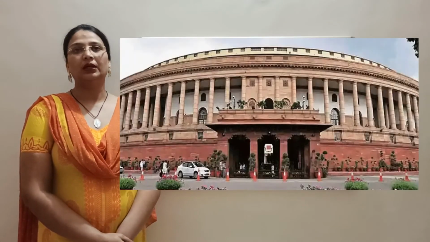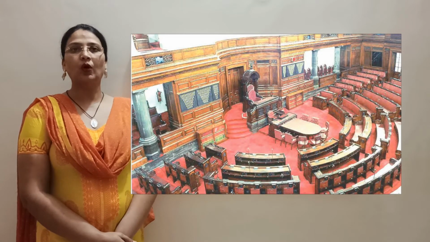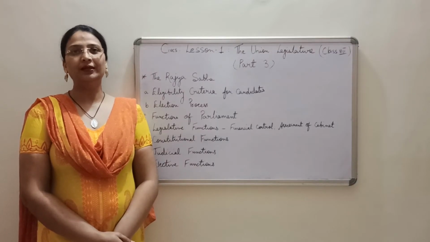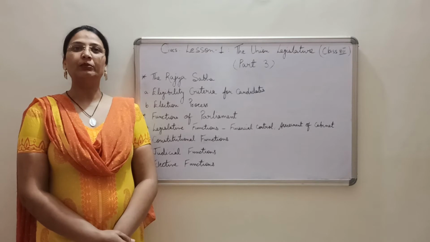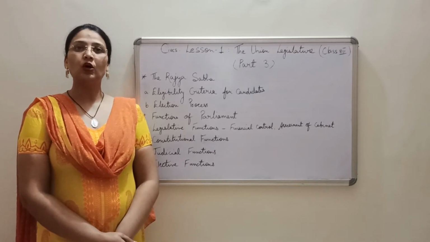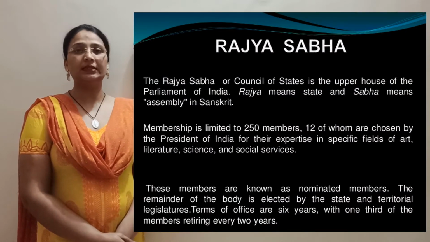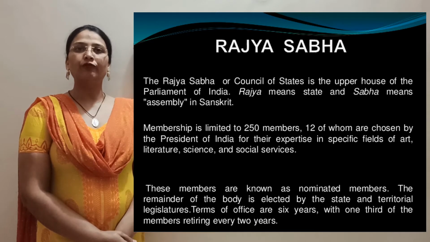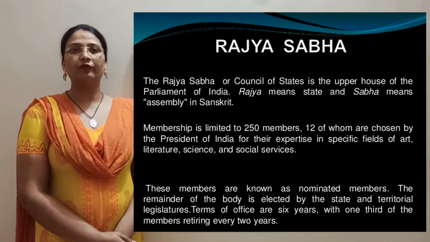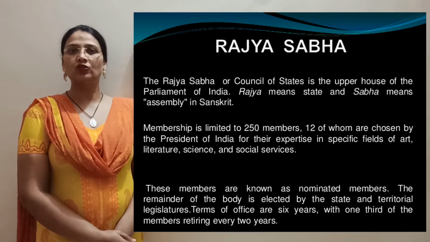The Rajya Sabha in the Parliament is called the Upper House or Council of States. Members of Rajya Sabha are elected from the State Legislative Assembly. The President of our country nominates 12 members to the Rajya Sabha. The meetings of Rajya Sabha are presided over by the Vice President of our country. The Rajya Sabha is a representation of the states.